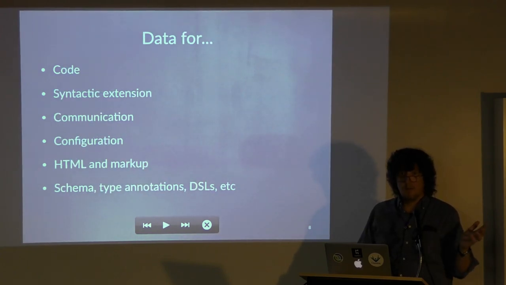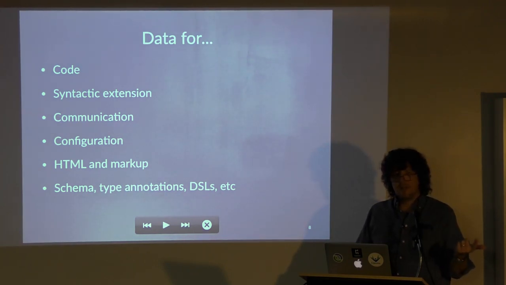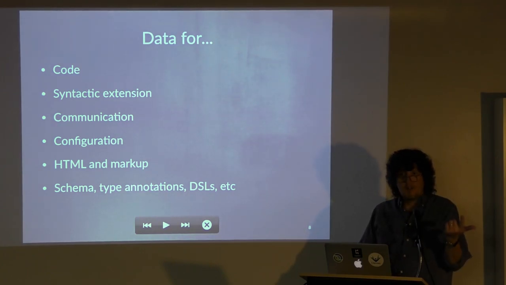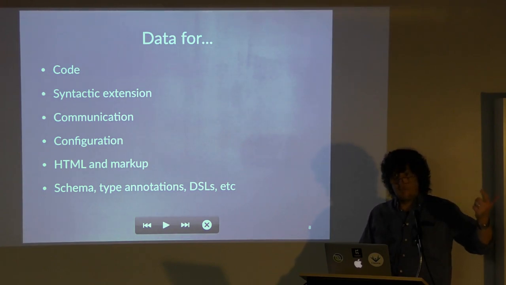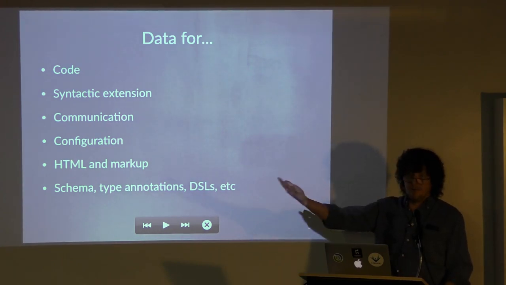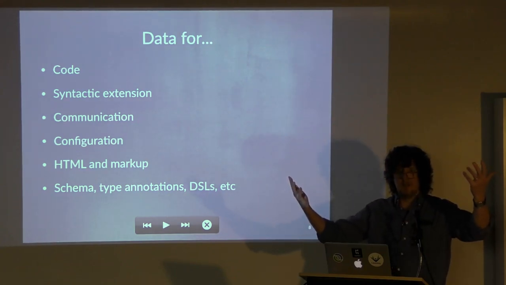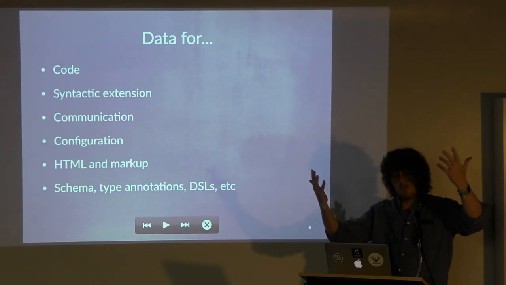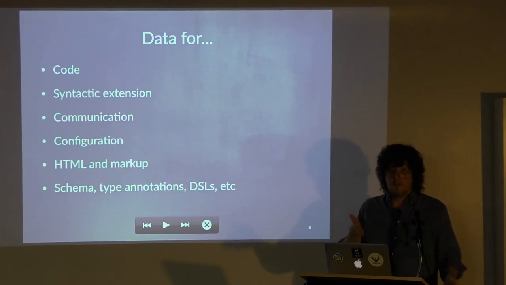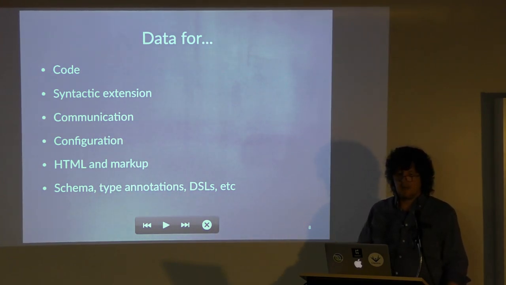So we end up using data for everything, right? We represent our programs as data structures. We use data for syntactic extension, the macro system of Clojure, our functions that take code as a data structure and return a different data structure for evaluation. And that's just a data-to-data transformation, which is why error reporting for macros turns into this problem, because that's all that macros do. We obviously use data for communication over wires, but we use it everywhere.